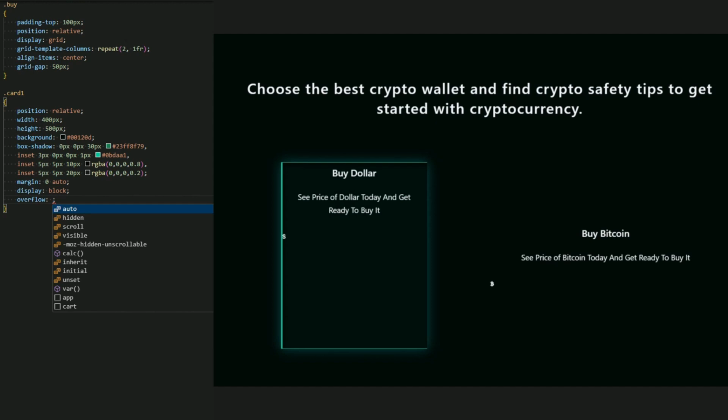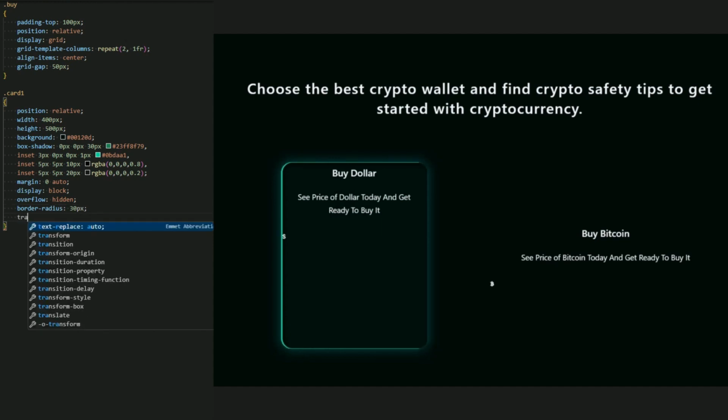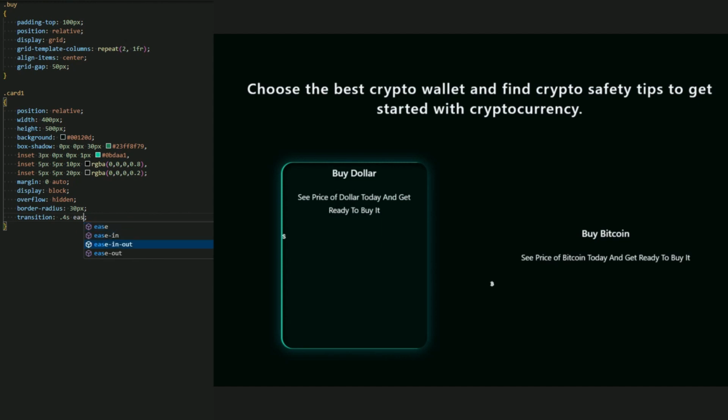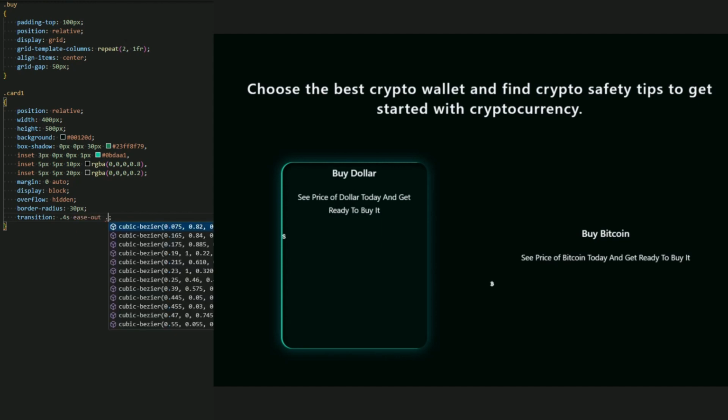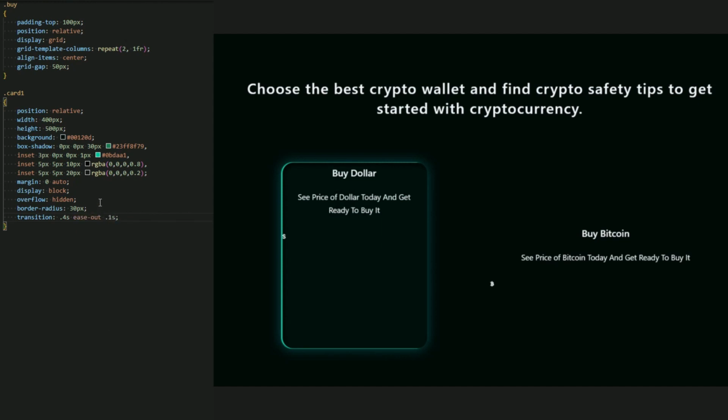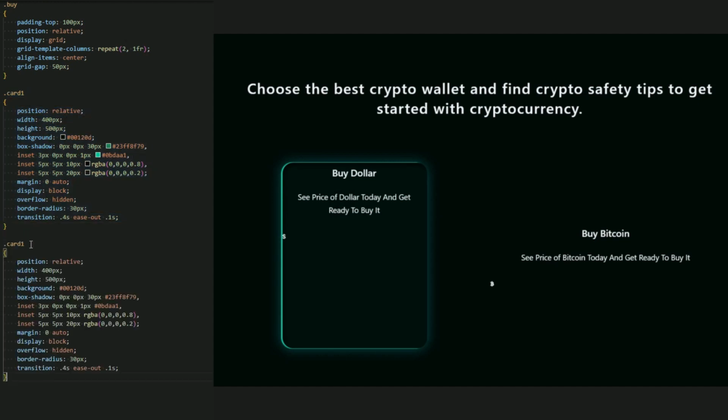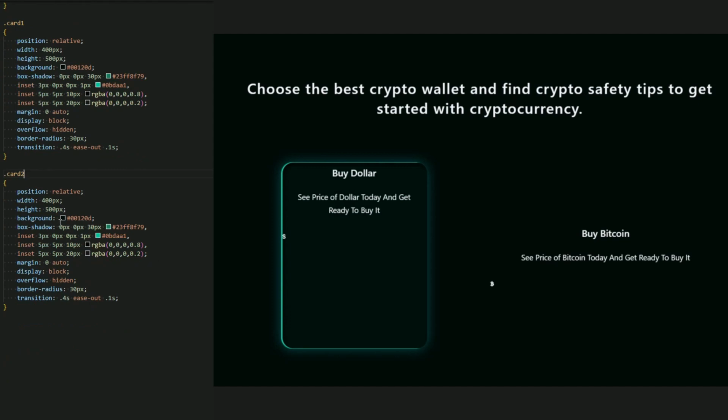Okay, overflow hidden. Now the border radius, let me just set it to 30 pixel, and for the transition, let me add ease-in or ease-out, and let it be this transition. Now for the card 2, the position be relative, and the width and the height be 400 by 500 pixels.